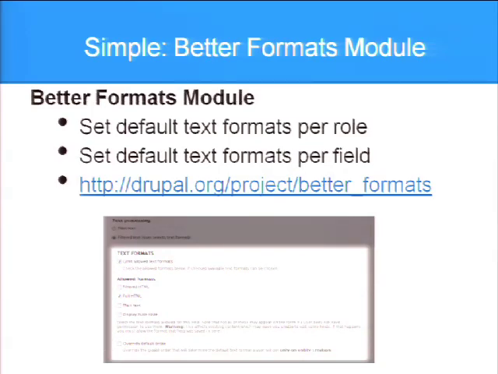For those of you who are not in the know, with the Better Formats module you can set defaults and limit your input formats per field on your content type. If you limit it to one input format, that removes the whole text format drop-down that your content editors don't know what the heck it is. What's the difference between filtered HTML, full HTML, and whatever else you might have in there? They're really not going to know that. I'm not going to demo it, but it's kind of cool.